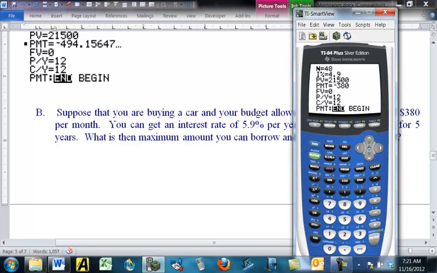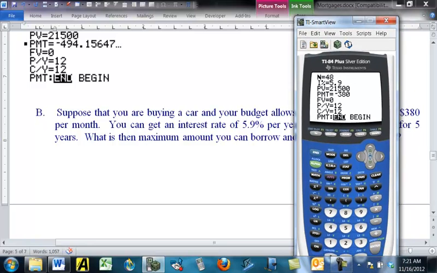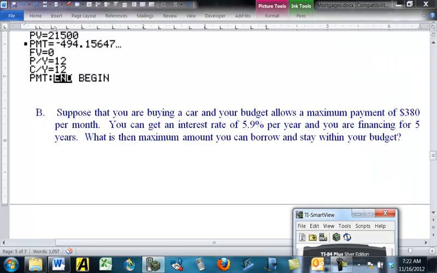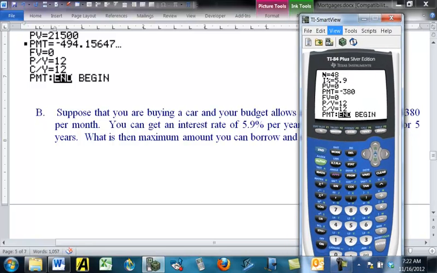You get an interest rate of 5.9 that you have to pay. We don't know this one. This is one we're going to solve for. Principal value, we'll come back to that in a minute. I've got to put something there. How long? 5 years. 5 times 12 is 60. 60 payments. Future value 0, 12 per month.